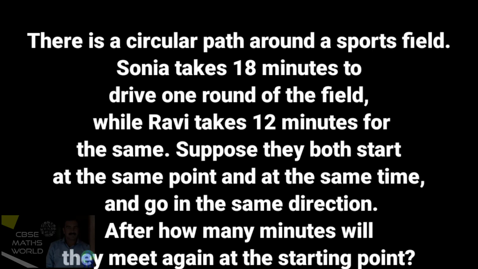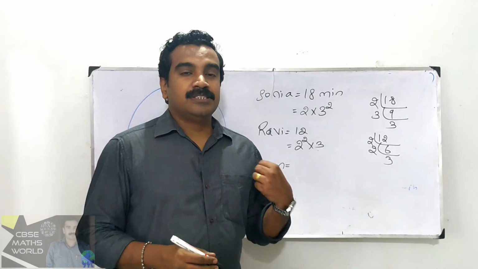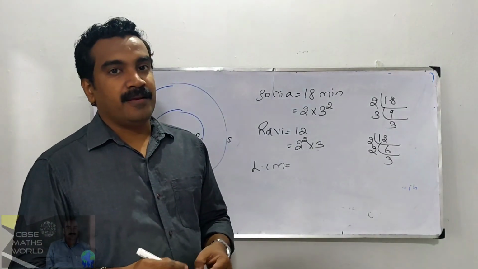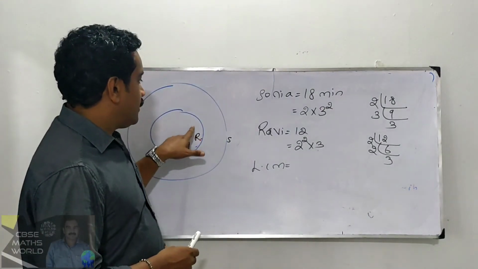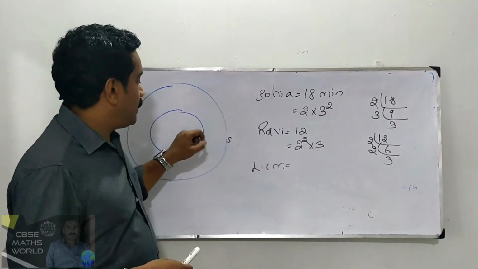There is a circular path around a sports field. Sonia takes 18 minutes to drive one round of the field, while Ravi takes 12 minutes for the same. Suppose they both start at the same point and at the same time and go in the same direction. After how many minutes will they meet again at the starting point? This is the last question, about a running field. This question is where we want to find LCM and HCF. What is the question? Ravi and Sonia are running on a circular path.